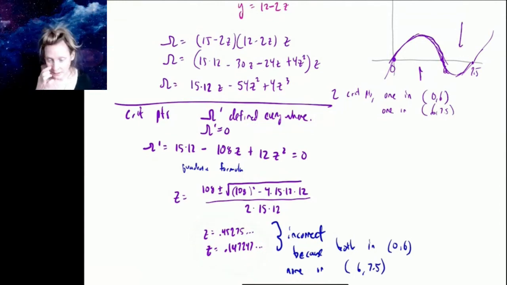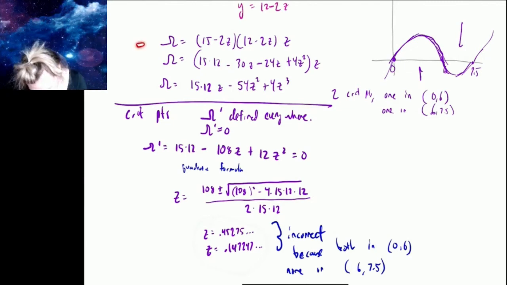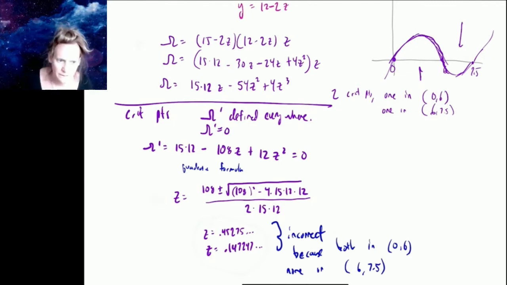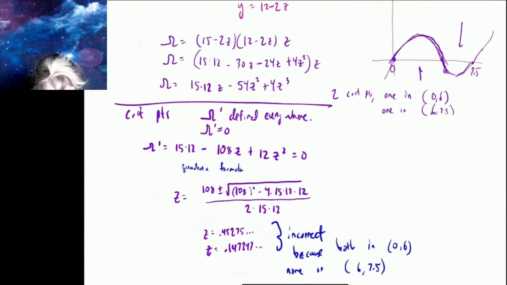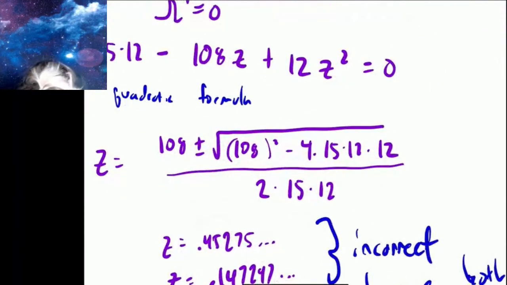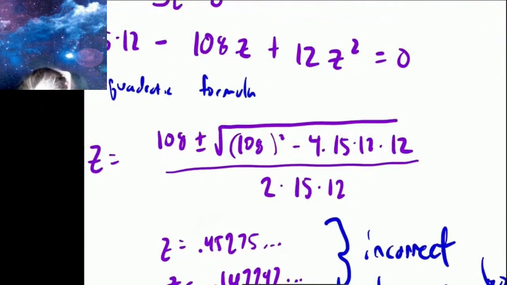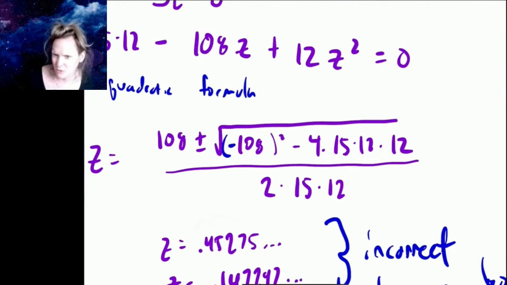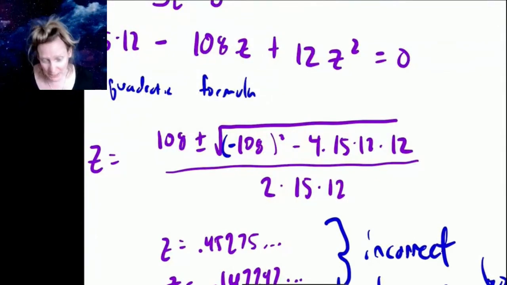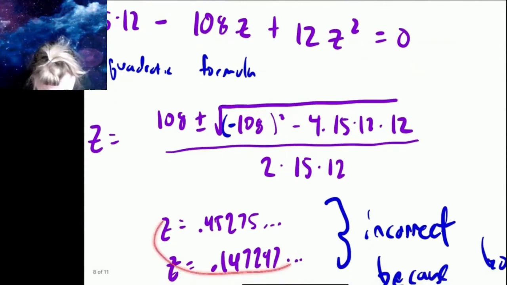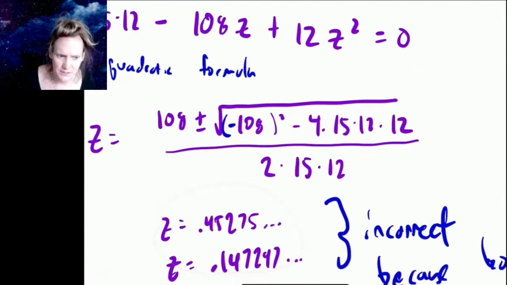So let's go back and hunt in our work and see what we did between here and here that caused the problem. Oh, minus 108? Okay, so here there should be a minus sign. Let's make that modification. But I don't think that changes anything, because minus 108 squared is the same thing as 108 squared. So while that is true, and maybe that should have been minus 108, it doesn't actually change the value of either of these two values here.